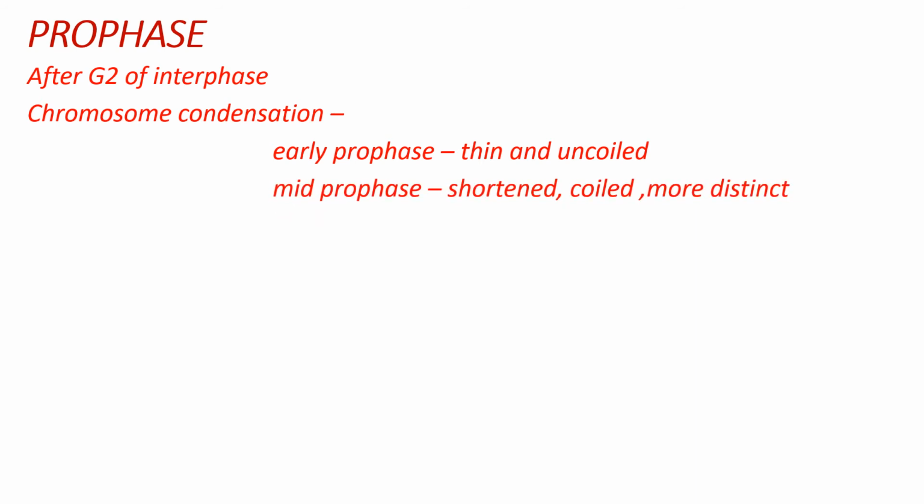The first stage is prophase. The prophase starts immediately after G2 stage of interphase. In prophase, there is chromosome condensation. The chromosomes are present as chromatin material throughout the interphase and they don't have any distinct shape. As the mitotic phase starts, the chromosomes start condensing and attain a distinct shape. In early prophase, these are thin and uncoiled. In the mid-prophase, these are shortened, coiled and more distinct. In the late prophase, these are shorter, thick and double when compared to early and mid-prophase.